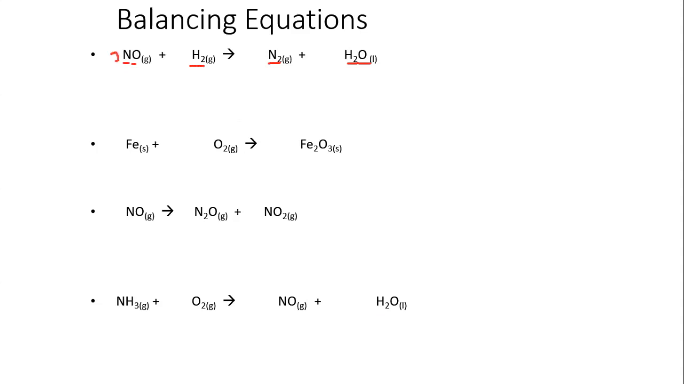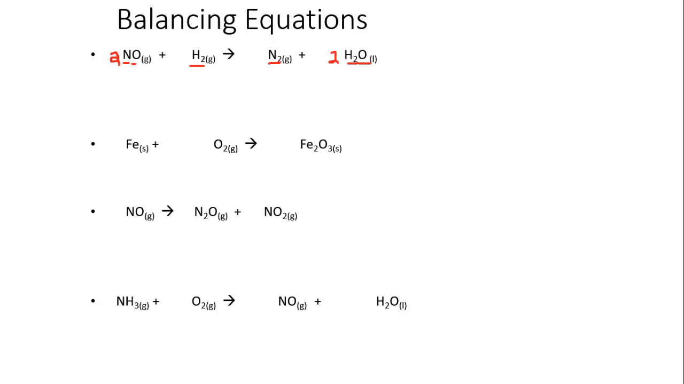So we've got to put a 2 here. So now that we put 2 in front of the NO, we have 2 nitrogen and 2 nitrogen. But now you see we have also 2 oxygen on the reactant side. We've got to have 2 oxygen on the product side. So then we put a 2 in front of the H2O. Now we have 2 oxygen and 2 oxygen.